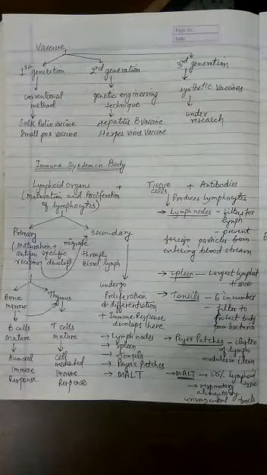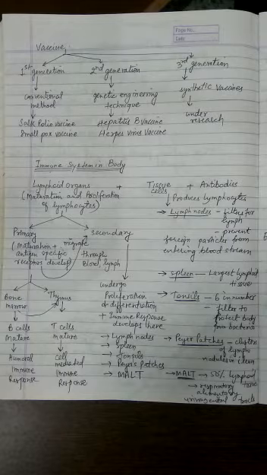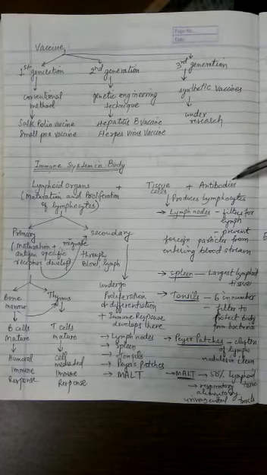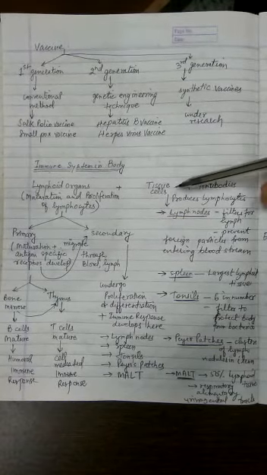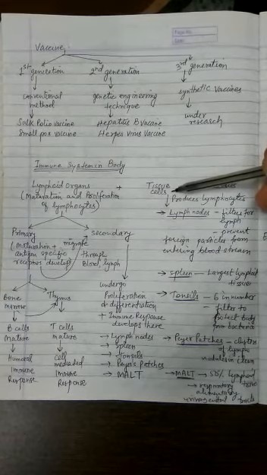So the immune system of the human body consists of lymphoid organs, tissues of the lymphoid system, cells of the lymphoid system, and antibodies. Regarding antibodies, we have already studied in detail, so I won't be covering it again. Cells, B cells and T cells, we have already covered in detail, so we'll not be covering it again.